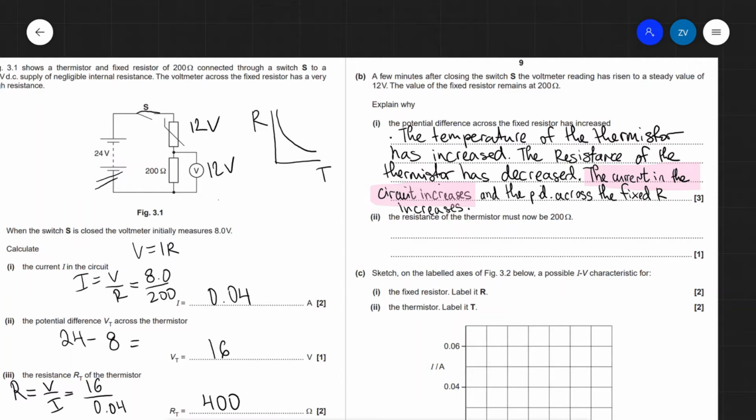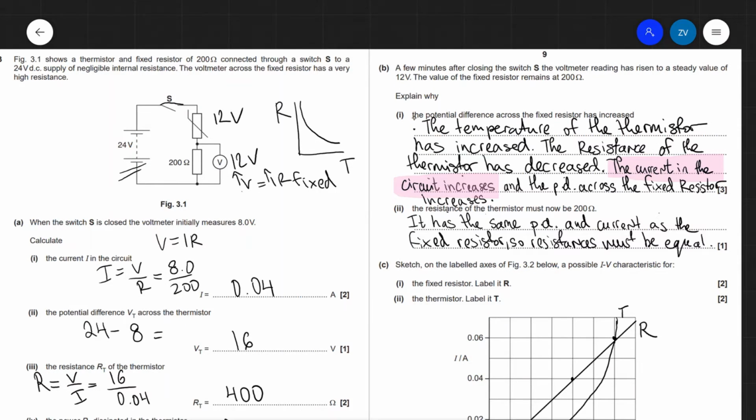Now, because the current in the circuit increases, remember V is equal to IR across this fixed resistor. So if R is fixed, it doesn't change, and I goes up, then this means that V is going to go up as well. Therefore, the PD across the fixed resistor increases. Should just write resistor here just to be absolutely sure. Okay, perfect. Let's go on to the next one.